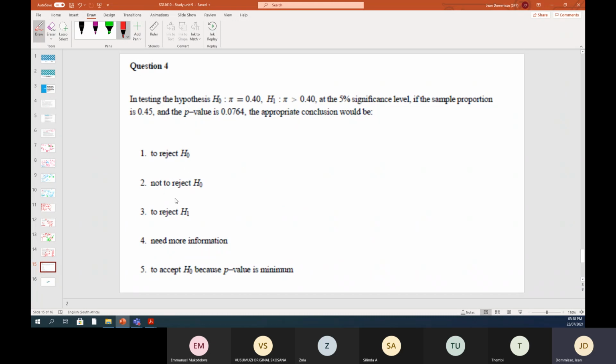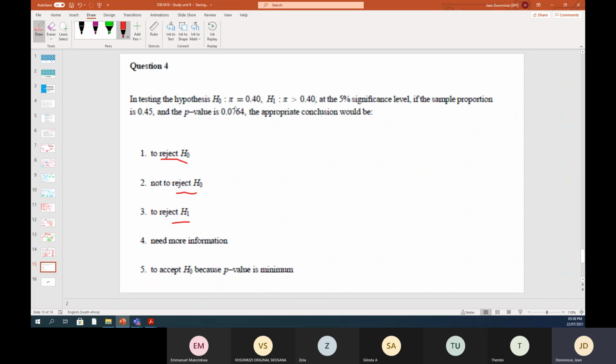Maybe it's something different. So here you can see: reject the null hypothesis, do not reject the alternative hypothesis, need more information. That is normally not an option. Just from experience, they normally give you enough. Why they include that is to nearly confuse you and give you just enough information, but you think you need more. Okay, so let's look at what they are telling us.